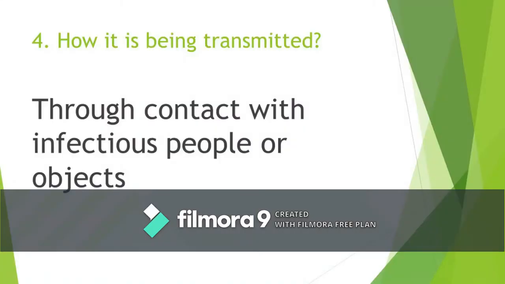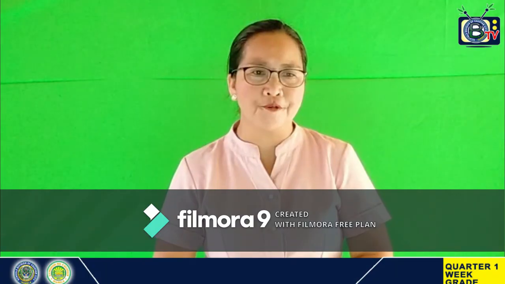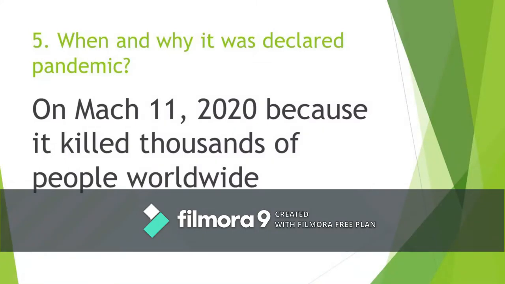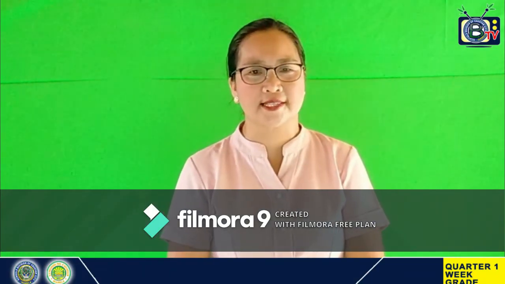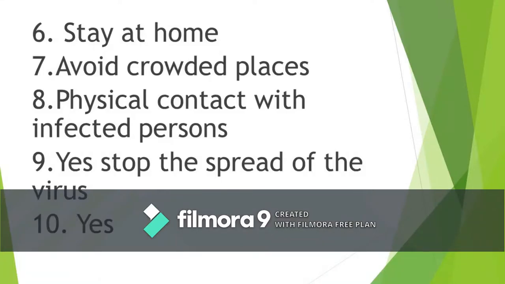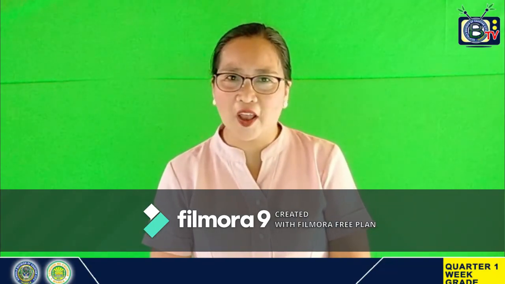Number four, how it is being transmitted? Through contact with infectious people or objects. Number five, when and why it was declared pandemic? March 11, 2020, because it killed thousands of people worldwide. Can you still follow? Okay, number six, answer, stay at home. Number seven, avoid crowded places. Number eight, physical contact with infected person. Number nine, yes, to stop the spread of the virus. And number 10, yes. Did you get them right? Congratulations!